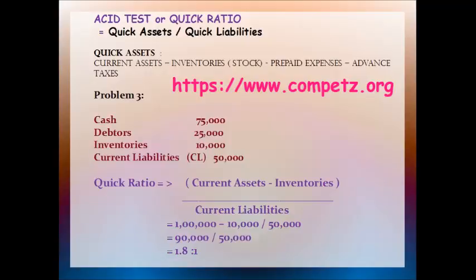So quick ratio is equal to quick assets divided by current liabilities. What are quick assets? Those assets which are quickly convertible into cash. While calculating quick assets, we exclude inventories, prepaid expense and advance tax from current assets. All your current assets would be there, and only these three would be deducted. Then you divide by your current liabilities. So this is the quick ratio, and we will just apply the formula here: quick assets divided by current liabilities.